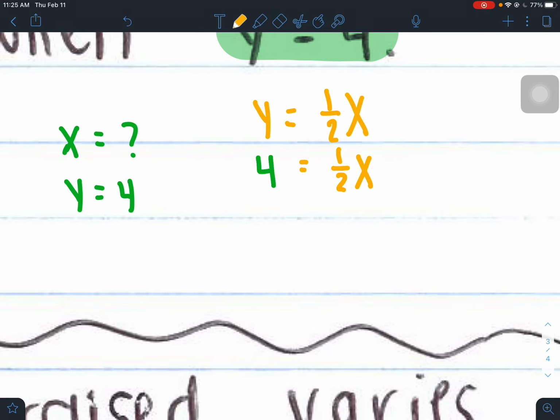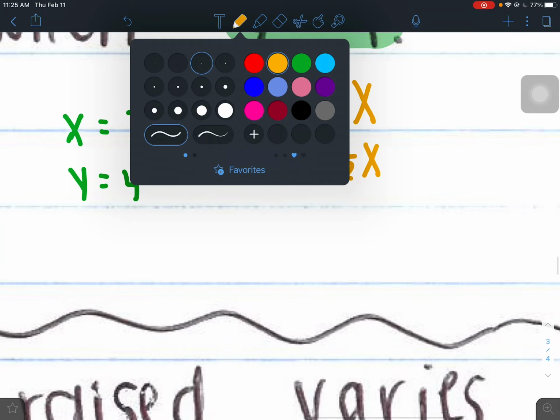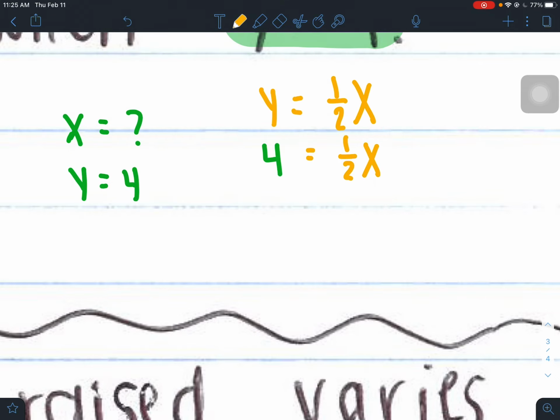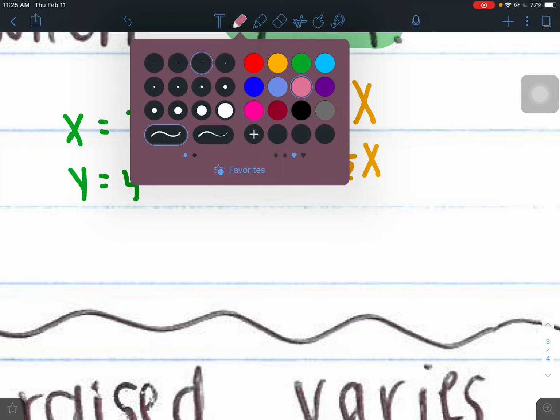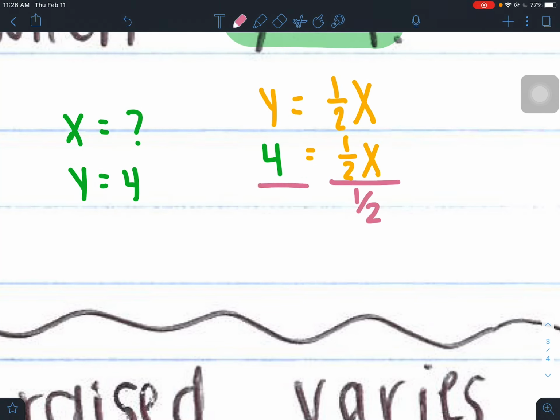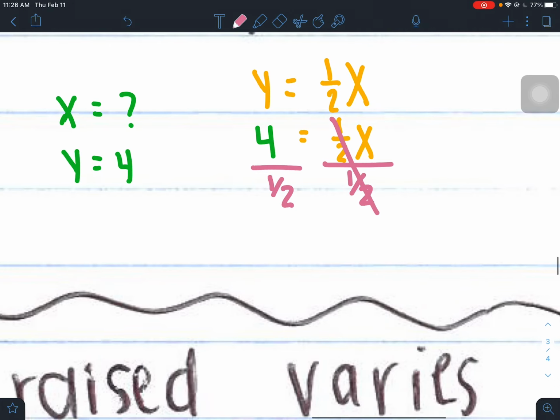What you want to do next is get x by itself. So I'm going to divide both sides by 1/2. I'm trying to figure out what color to use. We'll use pink. Divide both sides by 1/2, or you can multiply both sides by 2, technically. That would get rid of the 1/2. So x equals, now 4 divided by a half is the same thing as 4 times 2. So it's going to be 8.